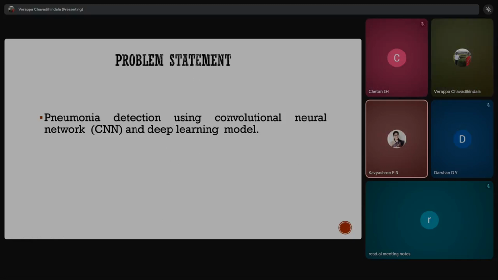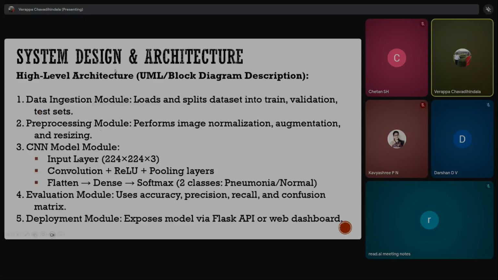The problem statement is pneumonia detection using a convolutional neural network, which is a deep learning model. System design and architecture: the data ingestion module loads and splits the data set into train, validation, and test. We are splitting the whole data set into three types, namely train, validation, and test data sets. After that, in the second part, we are pre-processing all these data sets, which comes under normalization, augmentation, and resizing.